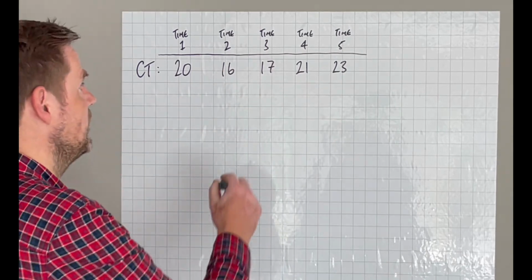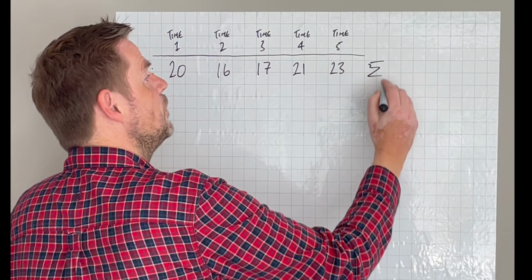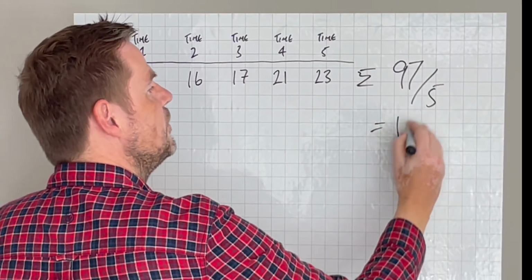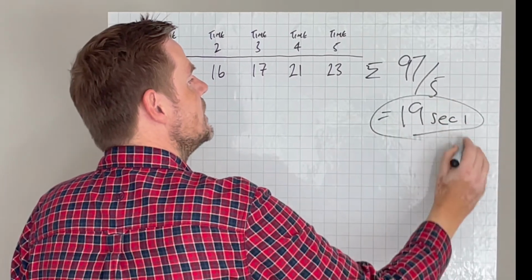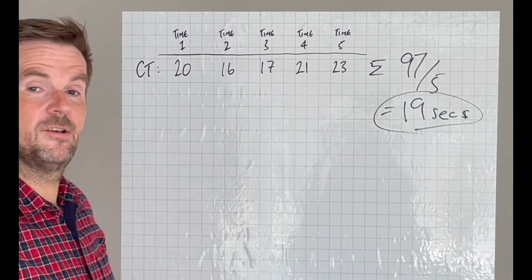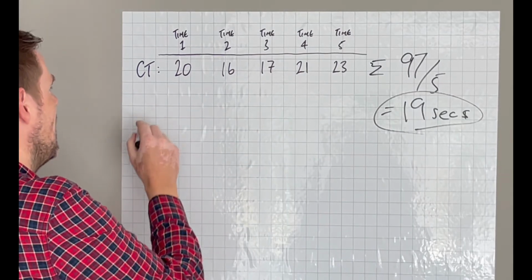The lazy way of doing this is to take an average. You sum them all up and you take an average, which is 97 divided by 5, which gives you 19 seconds. Now, that gives you a number that never actually happened. It's a lazy way of doing it. A better way of doing it is not average cycle time.